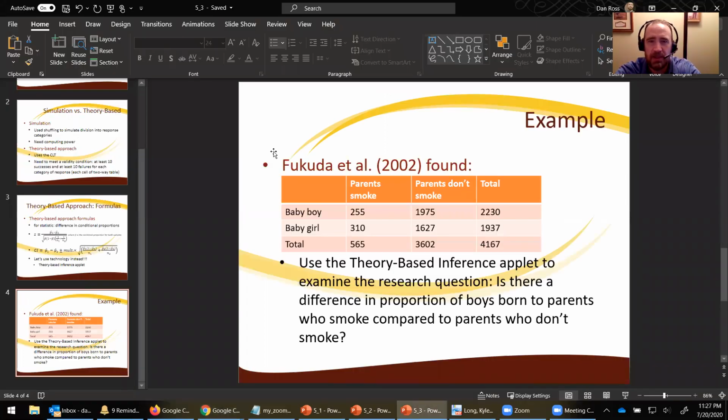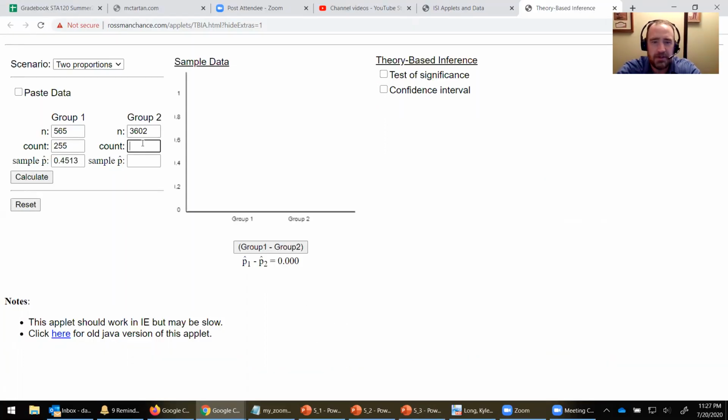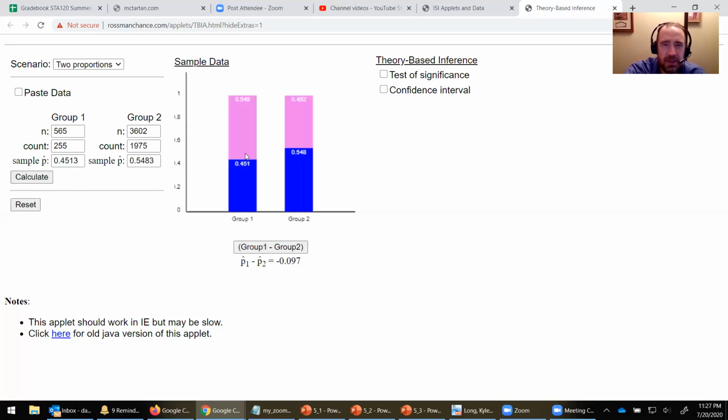For non-smoking, 1975. I should be able to remember that number. It was the year I was born. All right. So we see almost 55% of the non-smoking group was boys. This is looking like a pretty big difference. Almost a 10% difference. Let's go ahead and calculate. We can see here 45%, 55%, and yeah, we've got a 9.7% difference.